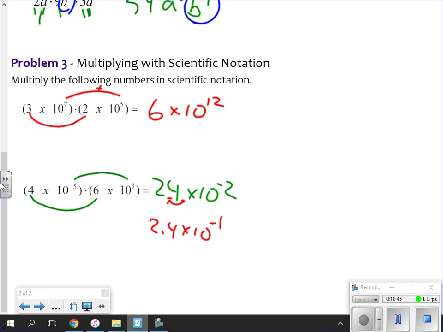If I had a number that was smaller than 1, I would need to move the decimal place to make it bigger than 1. If I make the number bigger, I make the exponent smaller. The exponent goes in the opposite direction of what my number in front does.